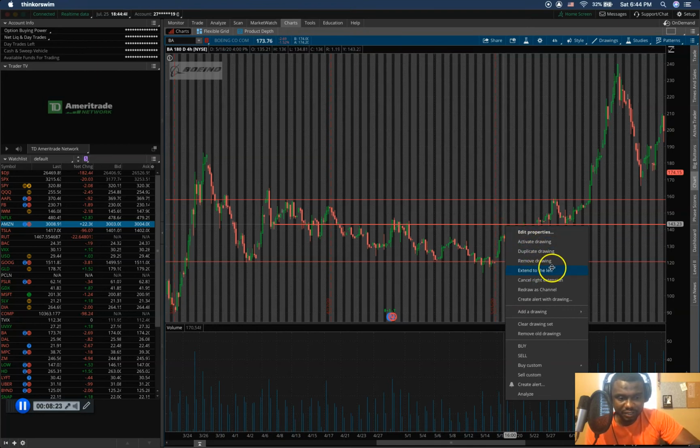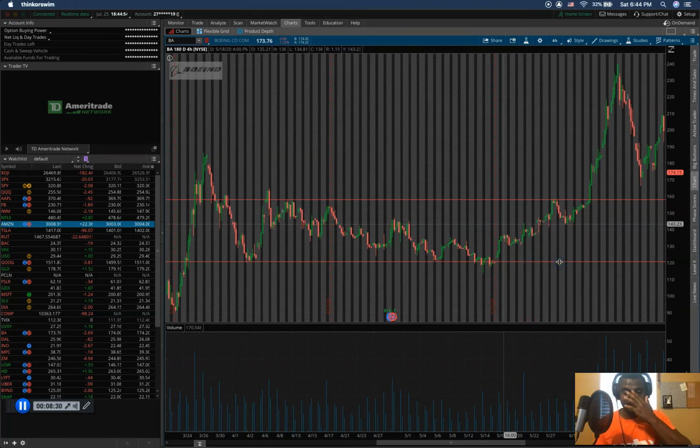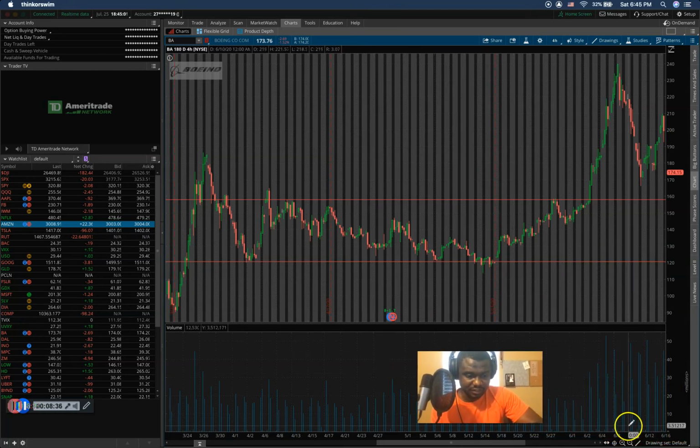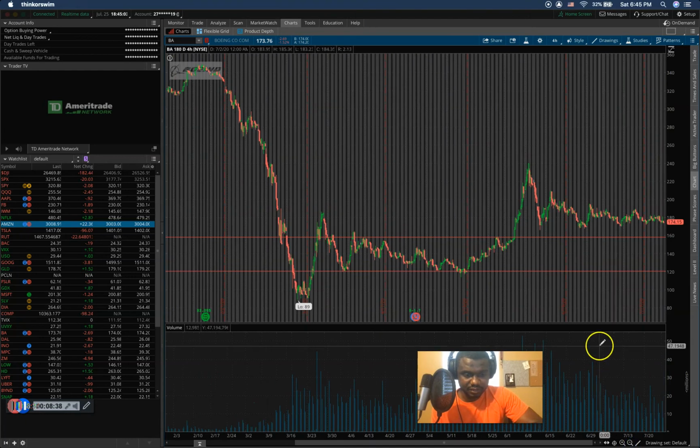But you can also, like I say, add as many lines as you think. Whenever you see levels that you think may be support or resistance, you can add lines. And people draw their charts differently to get a better confirmation.